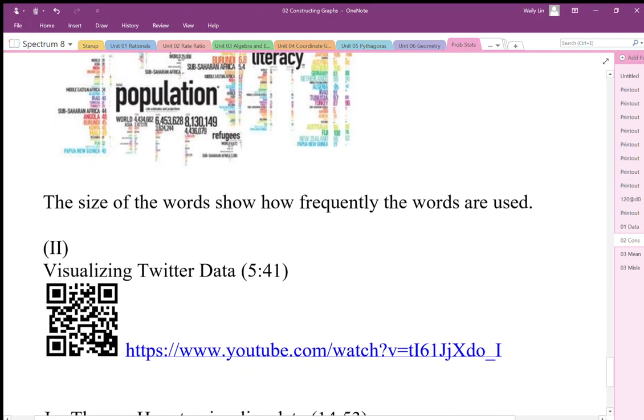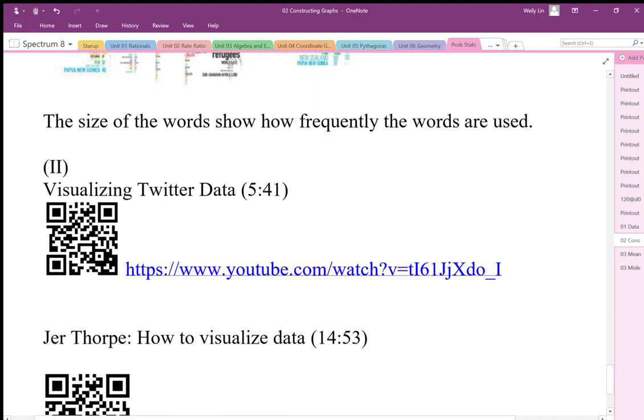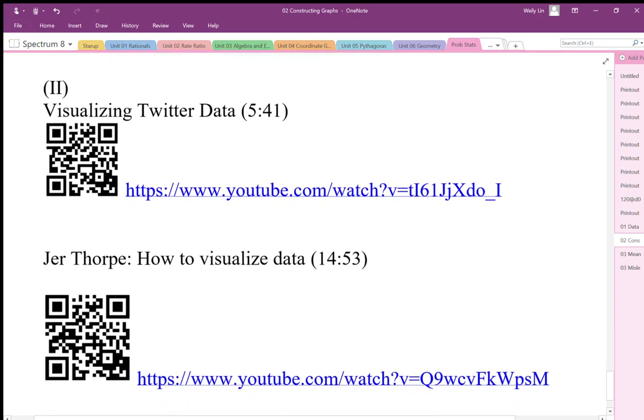So these videos, visualizing Twitter data, and this other one, visualize data, there's some links here. I put the links in the calendar as well. But it's a good idea, I want you to take a look at these and just get a sense of these different ways now we can show data, and to be able to display data, and to be able to infer much more information now because of these different ways we can display data.